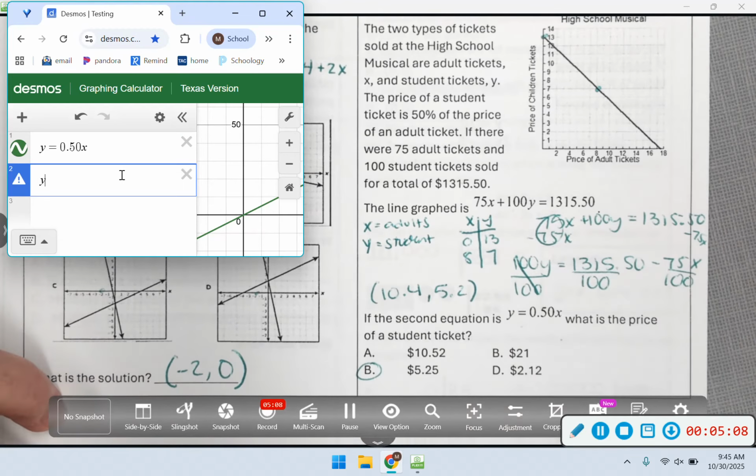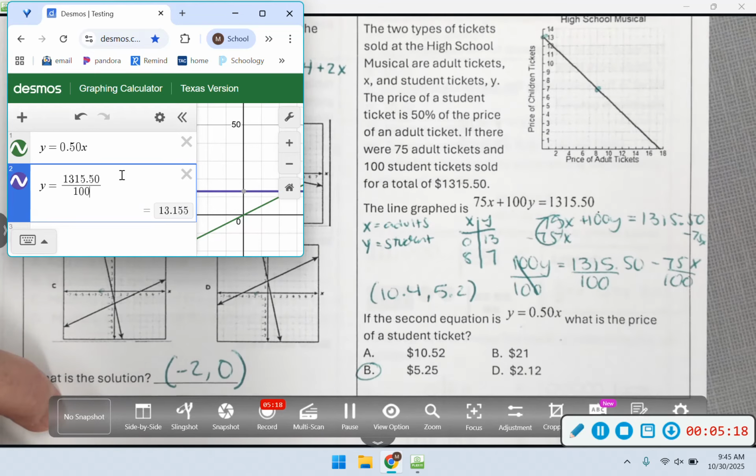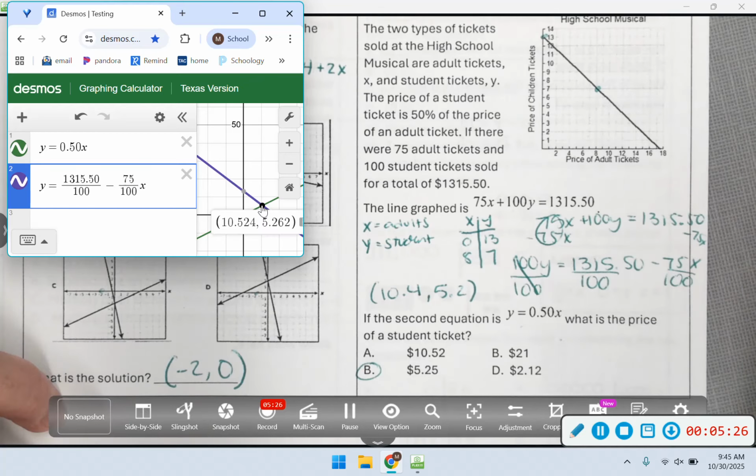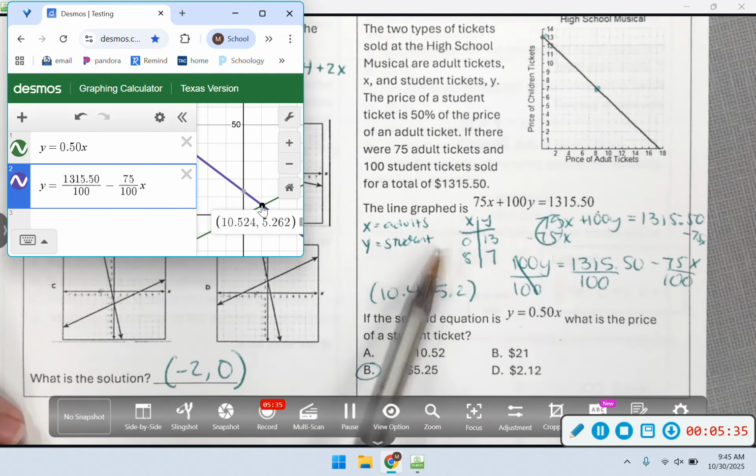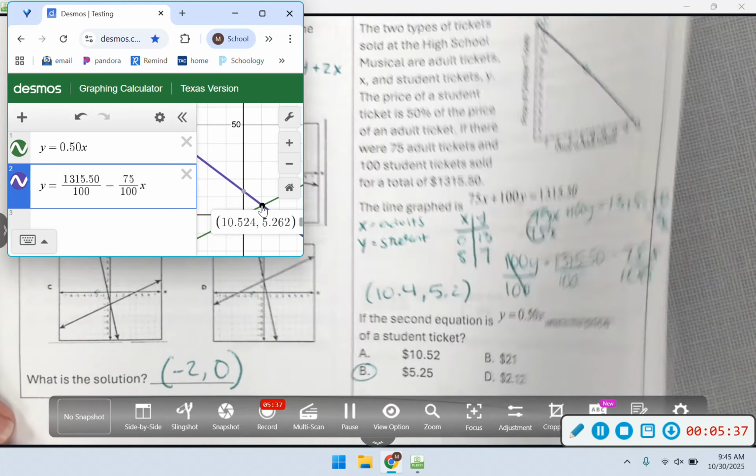So y equals, not plus, 1315.50 divided by 100 minus 75 divided by 100 x, and again it gives me the exact same answer. So y is my answer, which is B. So that works. Okay, this is a show work problem. I would accept either of these as my show work. Okay, let's flip.